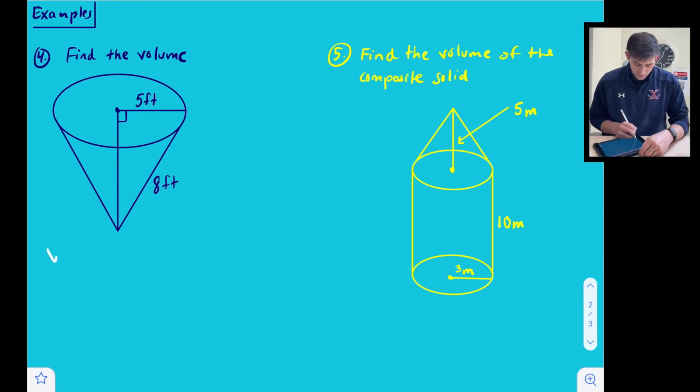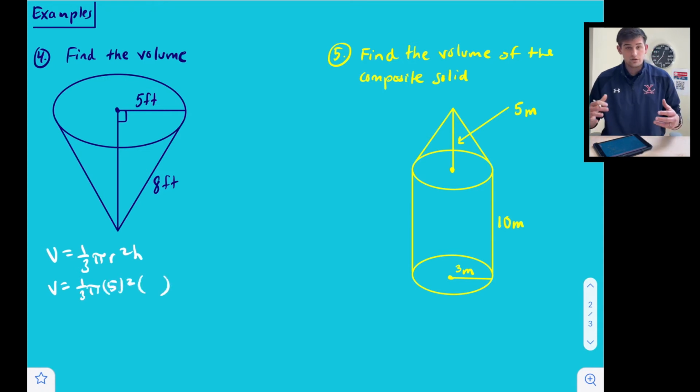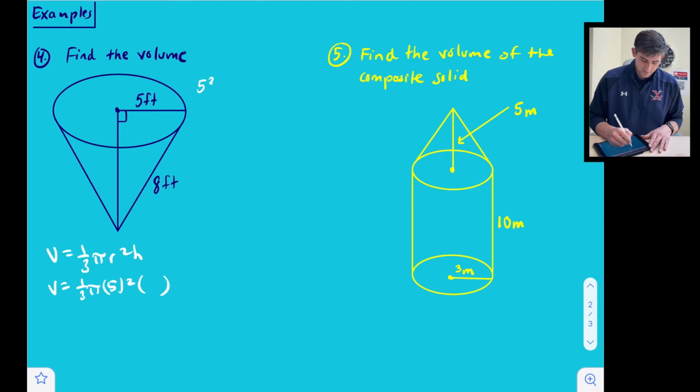Okay, so we know that our equation is volume equals 1/3 pi r squared times height. So currently we have 1/3 pi, we have 5 squared, but we don't know what our height is. So to find that, since we have a right triangle here, we can use the Pythagorean theorem. So we have 5 squared plus b squared, so I'm going to let this be b for right now, is equal to 8 squared. So 25 plus b squared equals 64, and we subtract 25 from both sides.